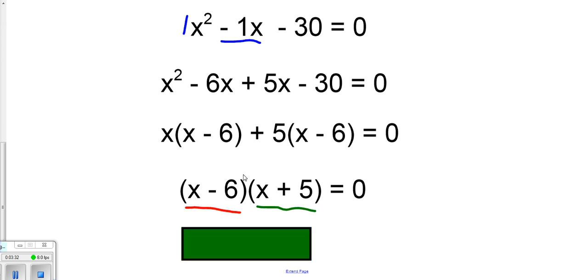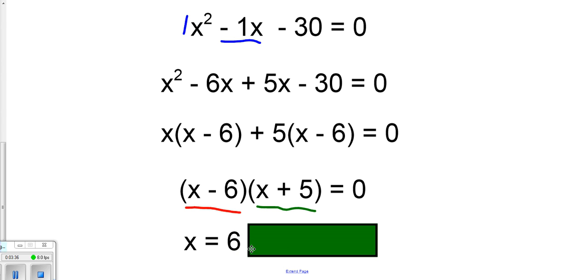How would we make this whole factor, x minus 6, equal to 0? Well, x would have to be 6. If we plugged in 6, 6 minus 6 is 0. 6 right here, 6 plus 5 is 11. 0 times 11 would be 0. So 6 is going to be one of our answers.